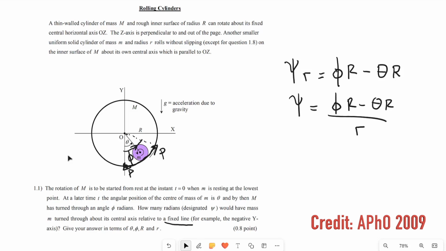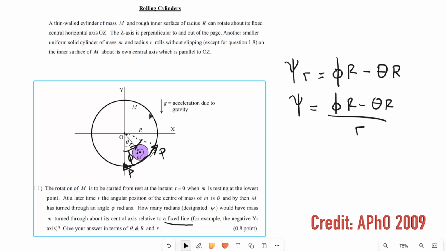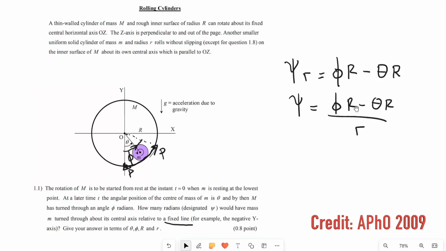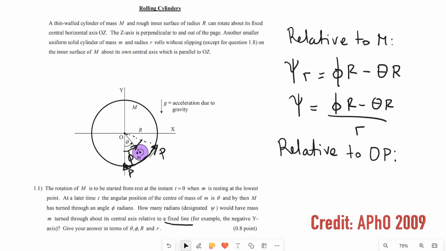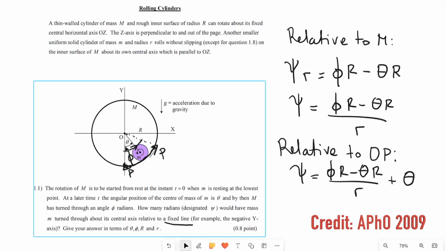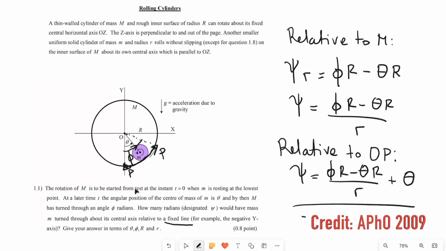There is a catch though, and the catch is that this is only true in the center of mass reference frame of this cylinder. In other words, if we were inside the cylinder spinning with it, this is the angular displacement. Relative to the fixed line that I've specified, essentially OP, we're going to have exactly the same, but we're going to need to add another factor of theta. The cylinder doesn't just spin around its own axis, but it's also spinning by an angle of theta relative to this line here. We could simplify this a little bit further. I'm not sure if you get any extra marks for this, but you get the idea.